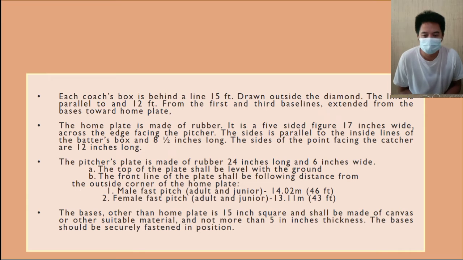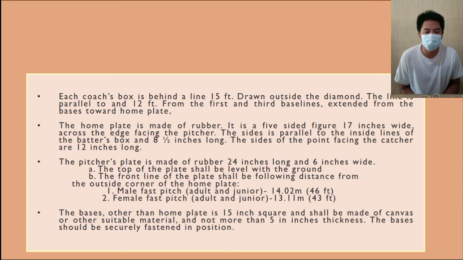Each coach box is behind a line 15 feet drawn outside the diamond. The line is parallel to and 12 feet from the first and third baselines, extended from the bases toward home plate. The home plate is made of rubber.